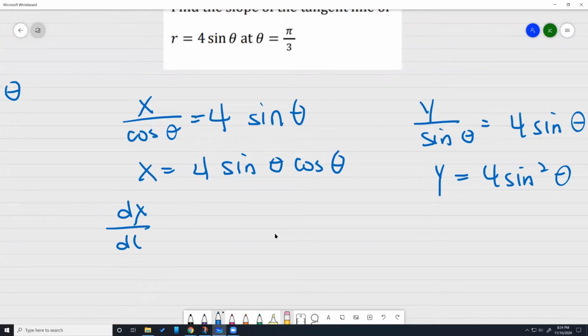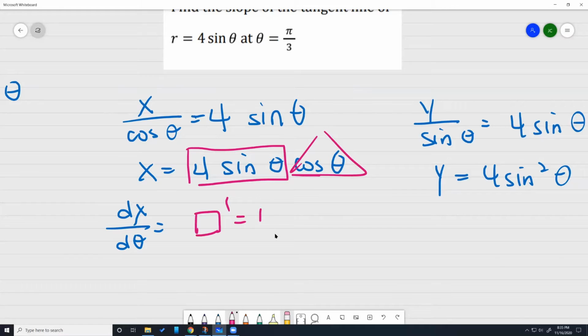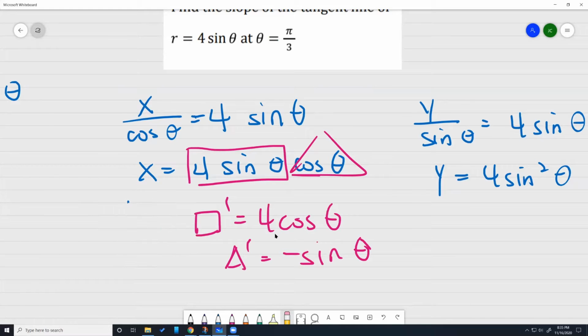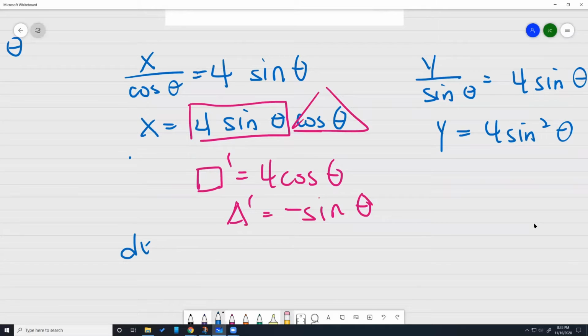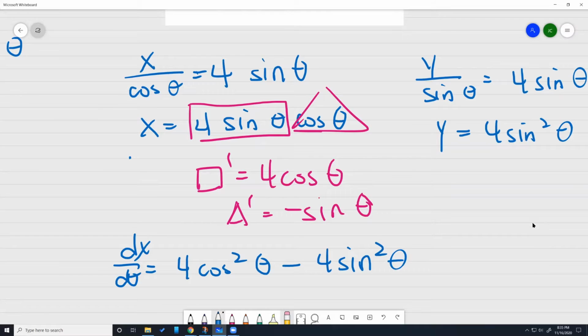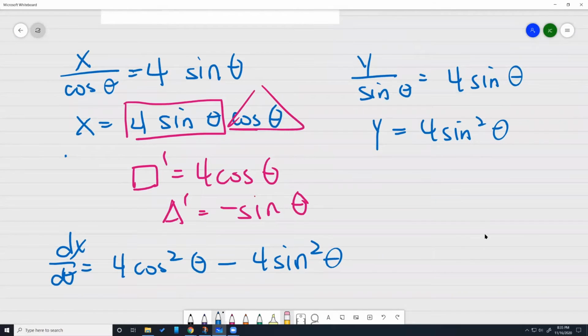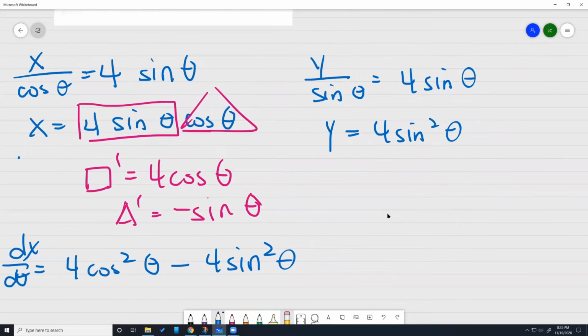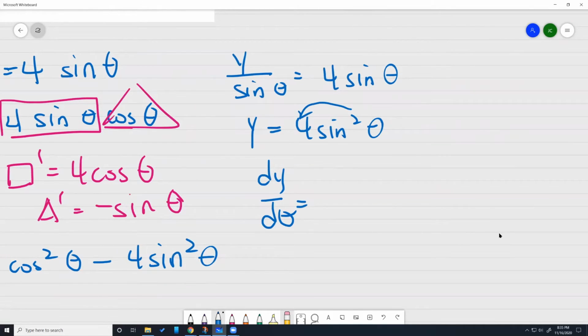Once I do that, for example, the derivative of x will give me dx/d theta. Taking the derivative in terms of theta now, I'm going to have to use the product rule. So dx/d theta will be 4 cosine squared theta minus 4 sine squared theta. Okay, double check something real quick. Yeah, and for dy/d theta, it's a little easier.